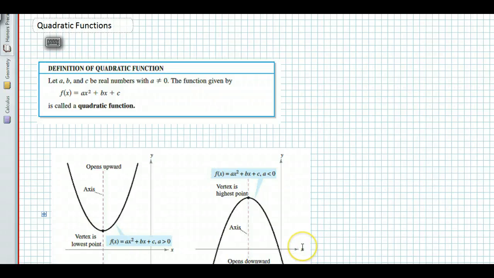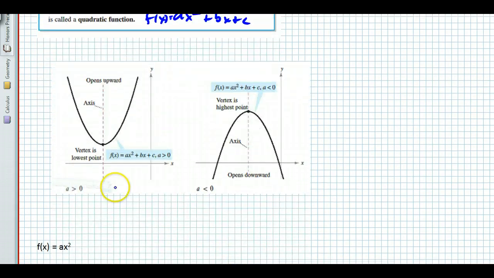Now we're going to talk about quadratic functions. Quadratic functions are basically polynomials with degree 2. Okay, so they're always going to be in the form of ax squared plus bx plus c. And when we graph polynomial functions, we always get a parabola.